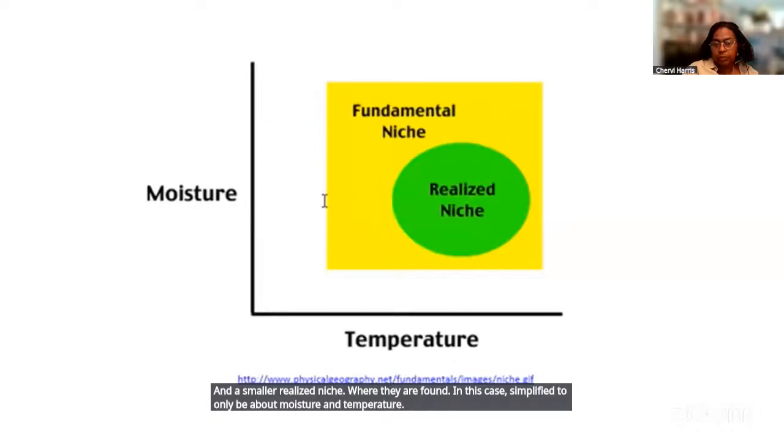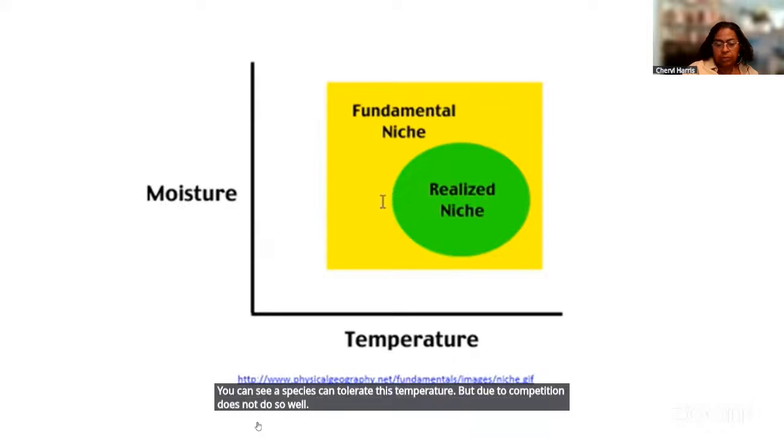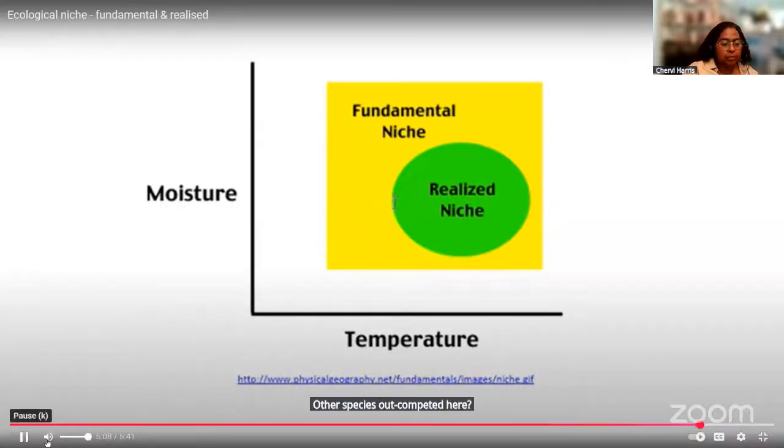You can see a species can tolerate this temperature, but due to competition does not do so well. Other species outcompete it here, but at this temperature it has the advantage. This is where we do find it. And the same goes for moisture. It can live with this much moisture. However, other species do better here and will outcompete it, bringing its realized niche back to this point.